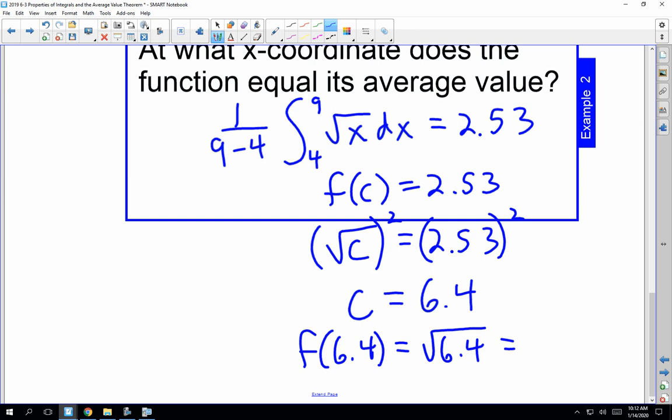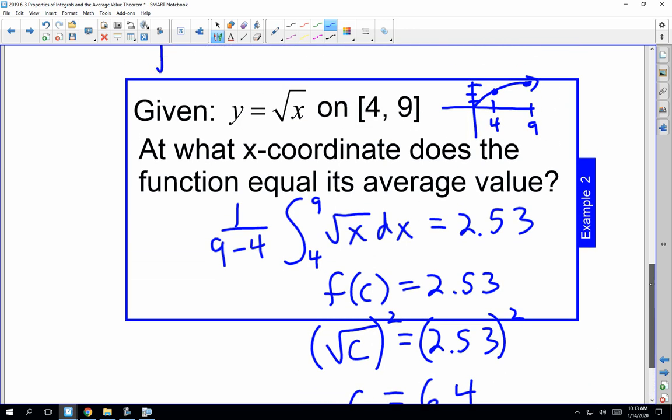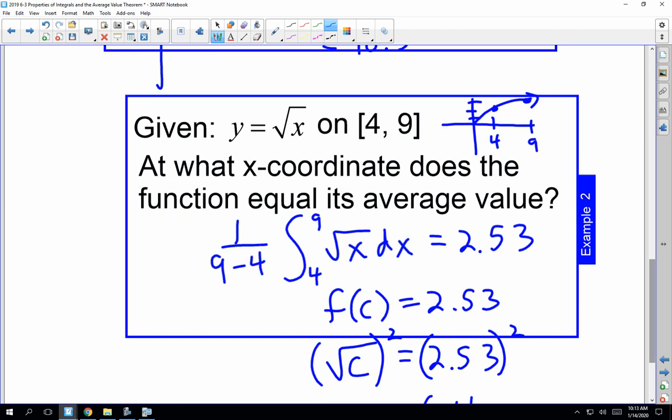2.53 is the average value of that function, which makes sense if you go back up here to our little picture. Remember that the output for 4 is 2 and the output for 9 is 3, so 2.53 is between those. It's not halfway in between. It's pretty close to halfway in between. Why is that?